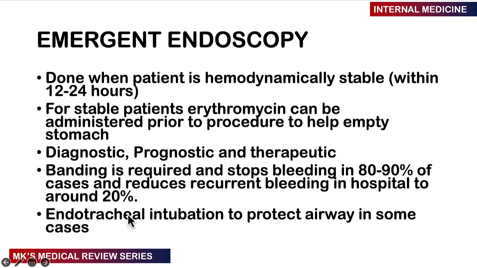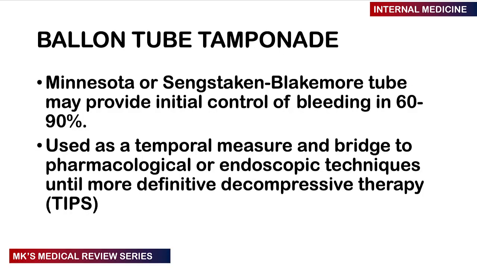You can intubate your patients, like I said, with an endotracheal tube to protect the airway in some cases. In some cases, you are waiting for a bridge, for example, you're waiting for endoscopy to get there, or you're waiting for certain drugs to be administered, or you're waiting for the patient to go for what is known as a TIPS procedure, transjugular intrahepatic portosystemic shunt. If you're waiting for that, you could use, as a temporal measure, what is known as a balloon tube tamponade. So there's a Minnesota or a Sengstaken-Blakemore tube.